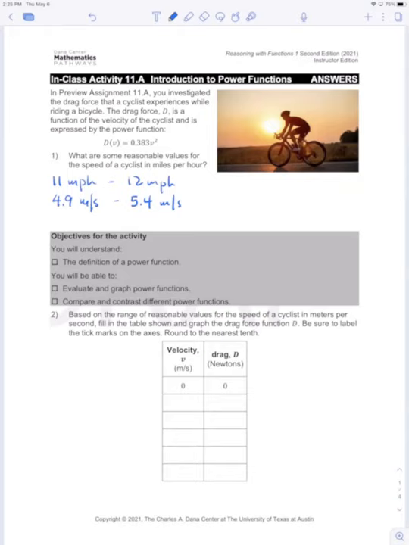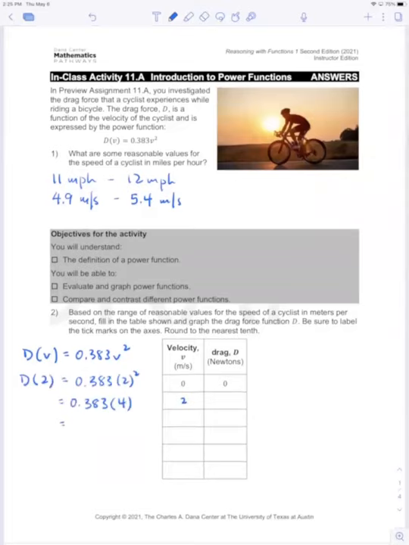So if we start here, I'm going to go ahead and copy this function D(V) = 0.383 V squared down here at the top. The chart, the table, starts with 0 and 0. So if we plug 0 in, obviously we're going to get 0 out. But let's just go ahead and try some values. If I put a 2 in here, all we're doing is replacing the V with a 2. So we get 0.383 times 2 squared. Following the order of operations, 2 squared is 4.